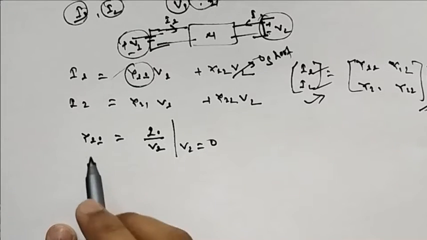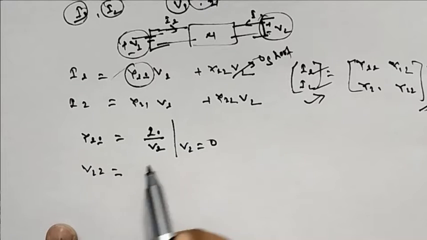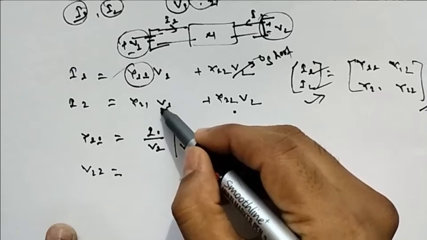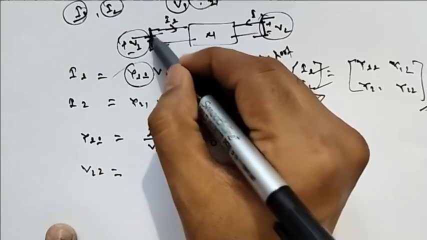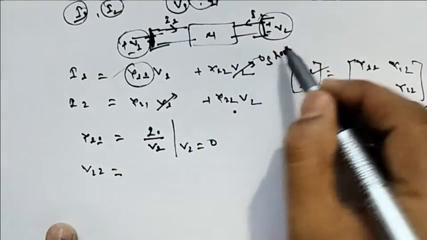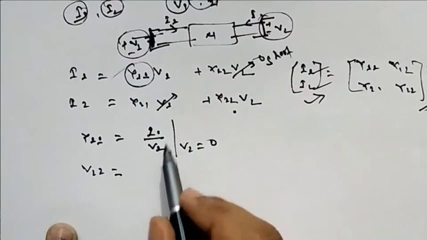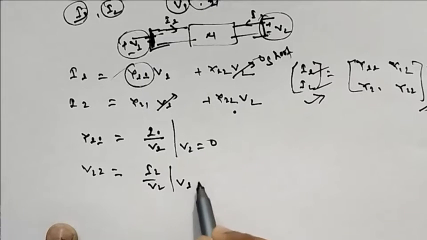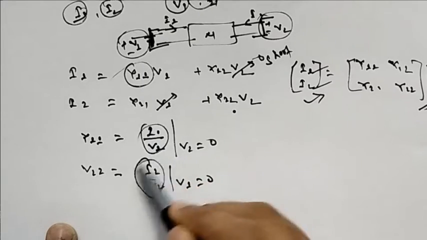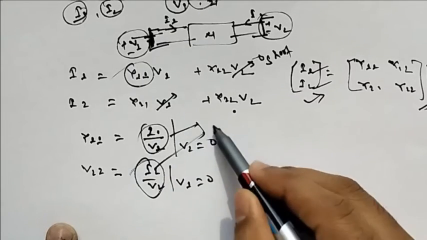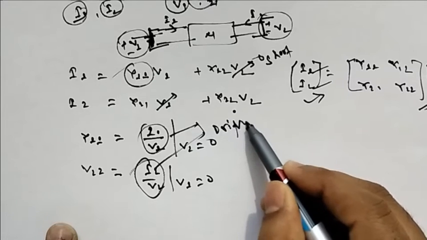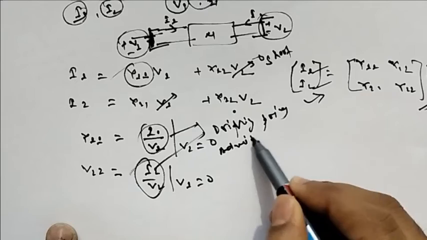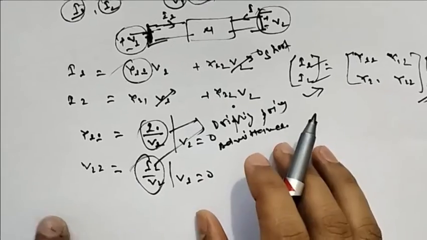Now for y22, V1 must be equal to 0, means we short circuit this terminal, and then you get I2 by V2 keeping V1 equal to 0. Now these are measured at one port only, so these are called driving point admittance.